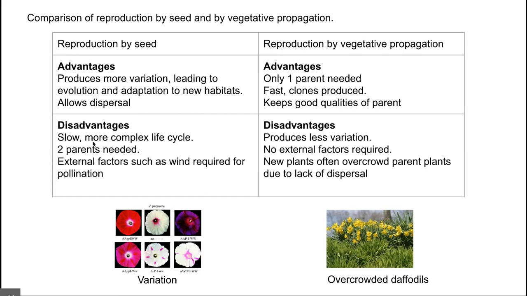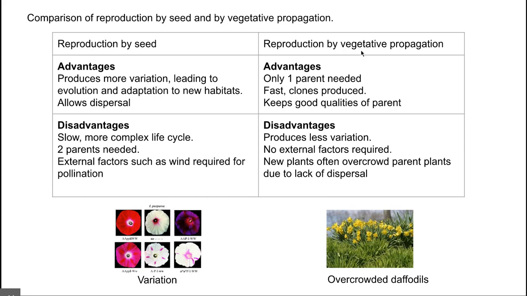The disadvantages: it's slow. It takes almost a whole season. It's a complex life cycle that has a number of steps, from pollination to fertilization to dormancy to seed dispersal. And it often depends on external factors such as the wind or insects for pollination. So they can be listed under disadvantages.